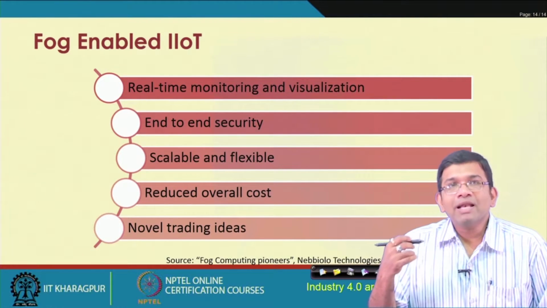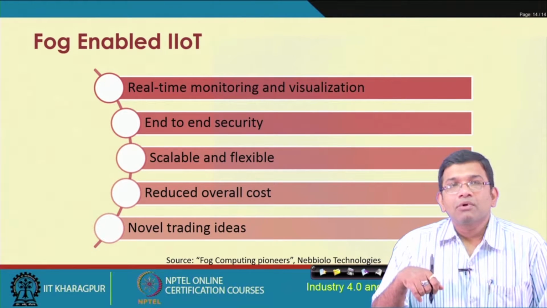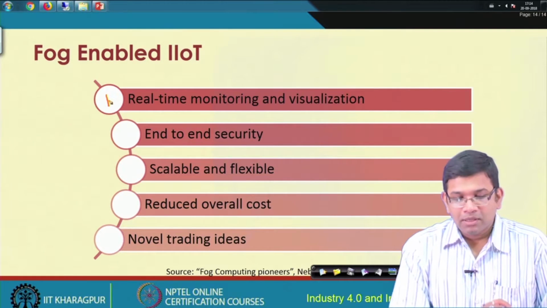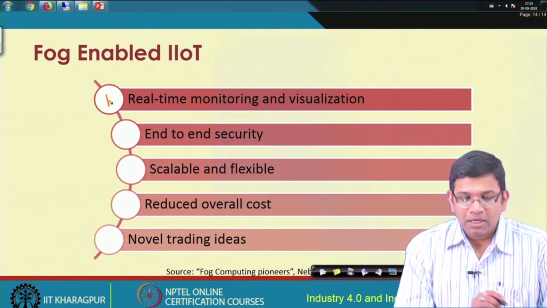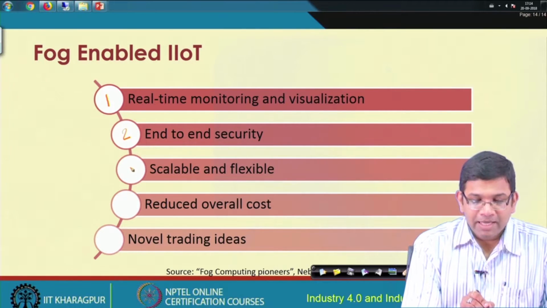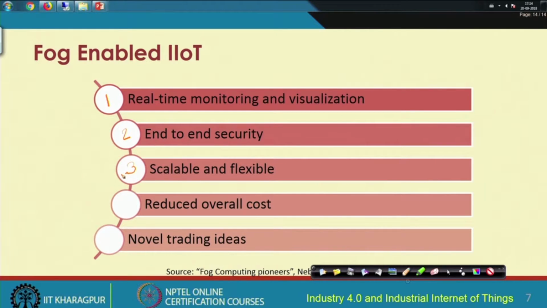A fog enabled IIoT solution can help in, number 1, real time monitoring and visualization, offering end to end security, scalability, taking care of scalability issues and making the architecture flexible overall, reducing the overall cost, and novel trading ideas. So, these are some of the different features of fog enabled IIoT.